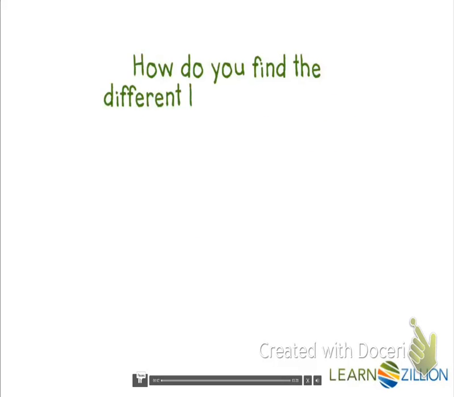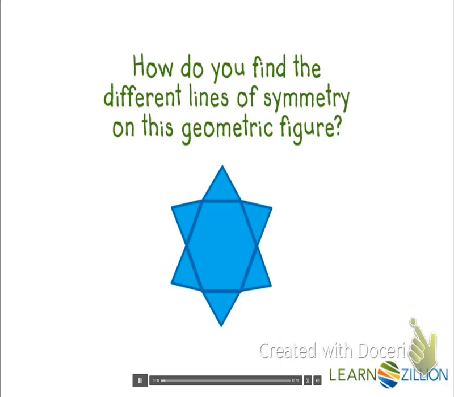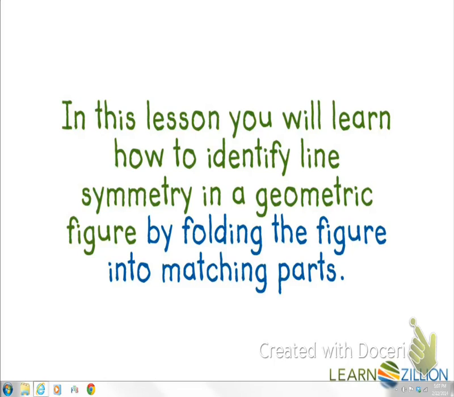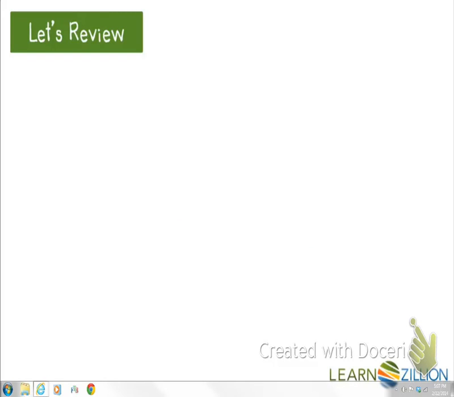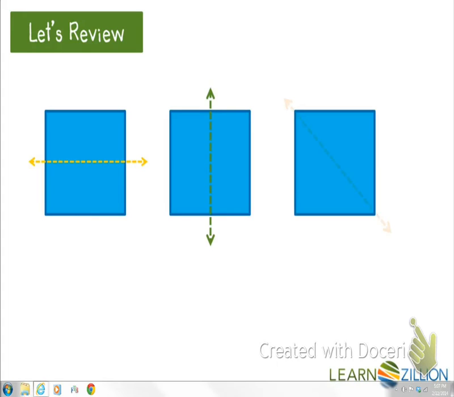How do you find the different lines of symmetry on this geometric figure? In this lesson, you will learn how to identify line symmetry in a geometric figure by folding the figure into matching parts. Let's review. When trying to recognize where the line of symmetry is located, we need to remember that there are three types of lines that we can use to determine how many lines of symmetry a figure can have. So we have here horizontal, vertical, or diagonal.